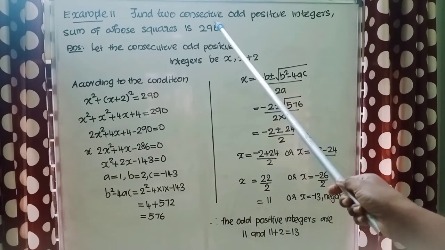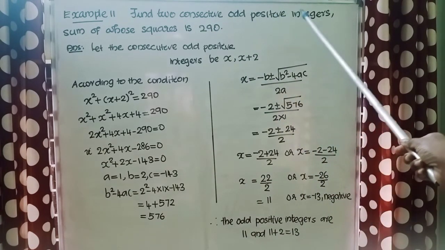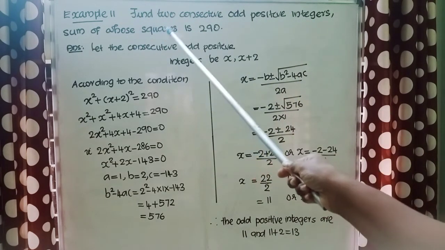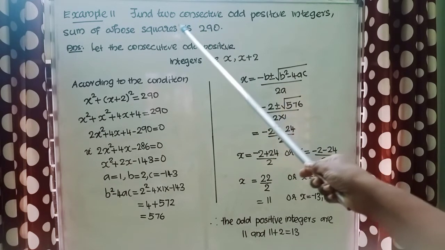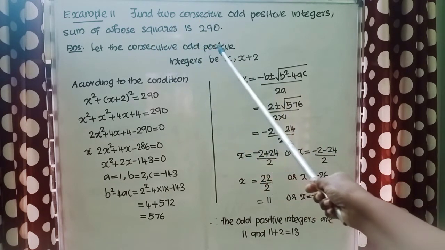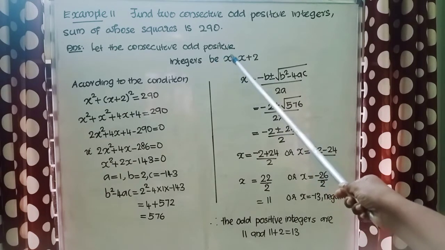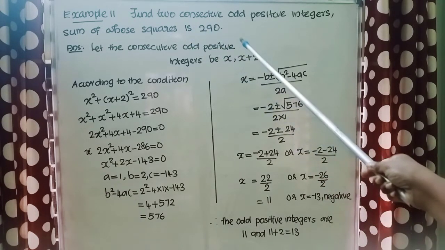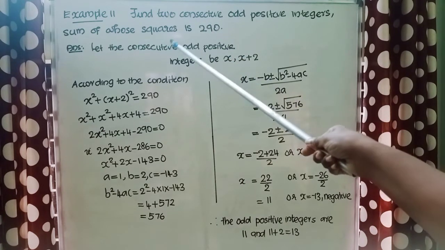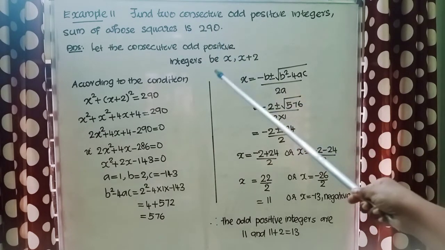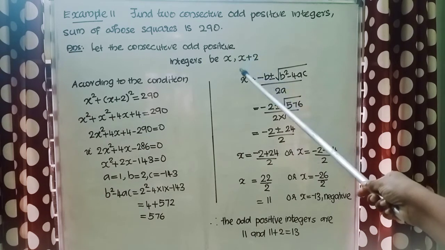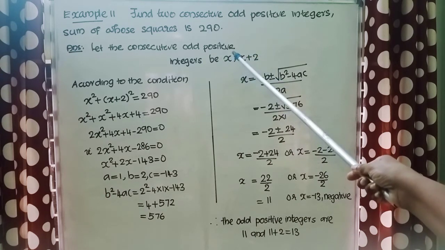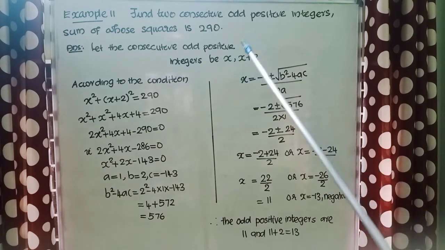Find two consecutive odd positive integers, sum of whose squares is 290. So let us take the consecutive positive integers to be x and x plus 2. Here it is not consecutive integers, it is consecutive odd positive integers. So the difference is 2. So we have taken the numbers to be x and x plus 2.